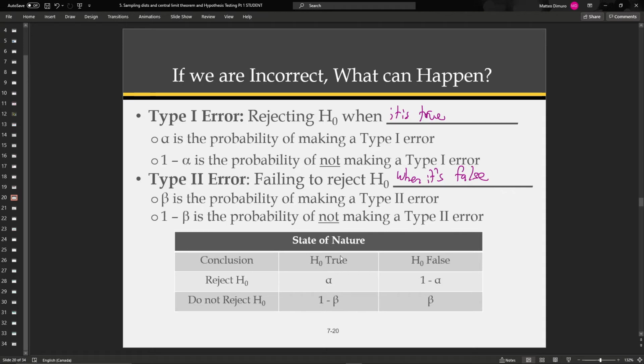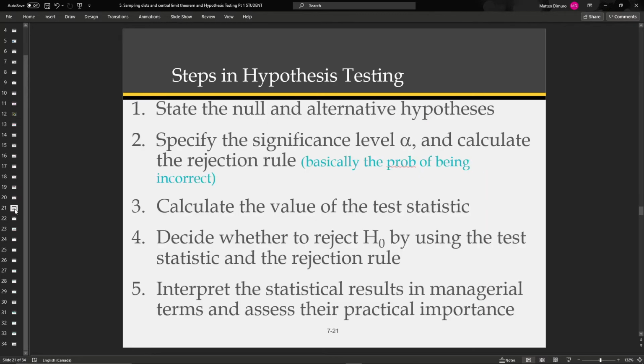So I made a little table here of all the different scenarios. We call this beta, so this symbol here is beta. Beta is the probability of making a type 2 error. 1 minus beta is the probability of not making a type 2 error. Not super important, just thought I would throw it in there. I'm never going to ask you about this, is what I'm saying right now. Just know that there's type 1 errors, where you're rejecting H0 when it's true, and a type 2 error is failing to reject H0 when it's actually false.